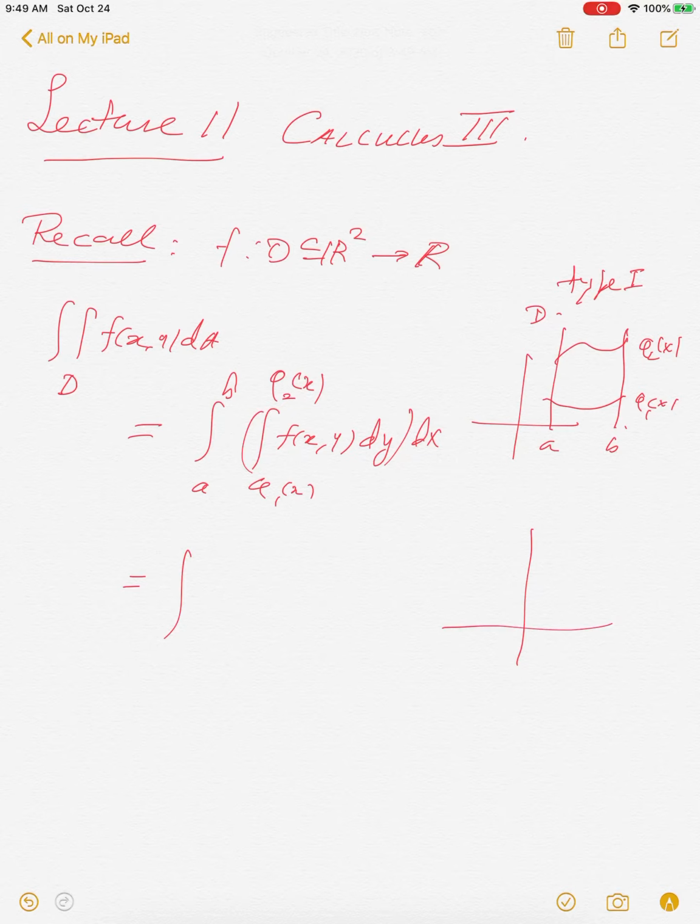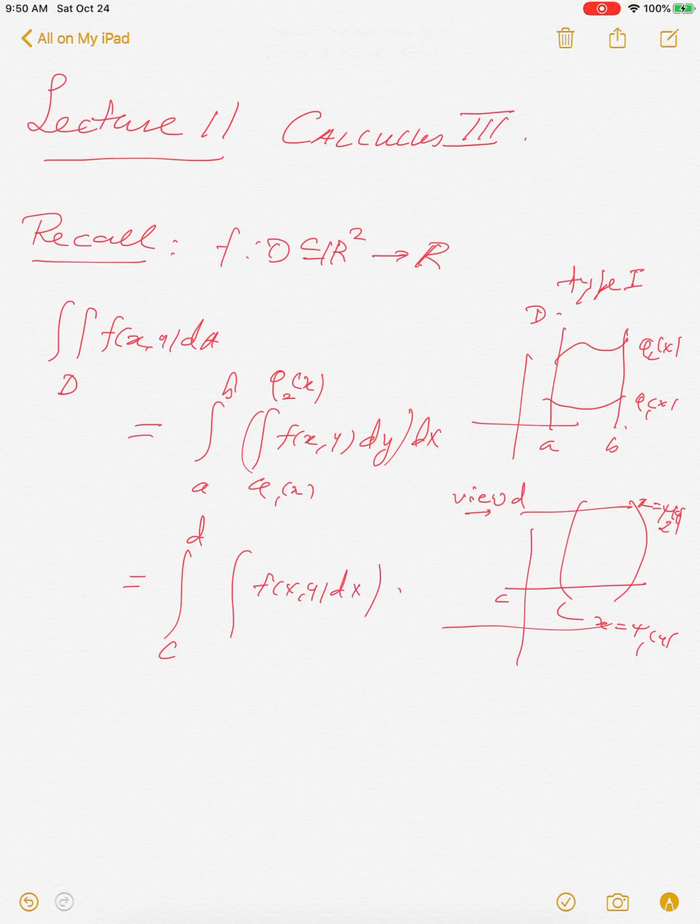and this is also equal to, if the region is of type 2, where you are going to get curves, so now you view it this way. The top curve is x equal to psi2(y), the bottom curve is x equal to psi1(y), and y varies between c and d. So you can write this as an integral from c to d. This integral will be with respect to x first and then with respect to y, from psi1(y) to psi2(y).